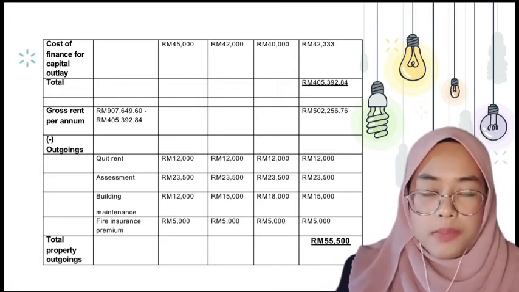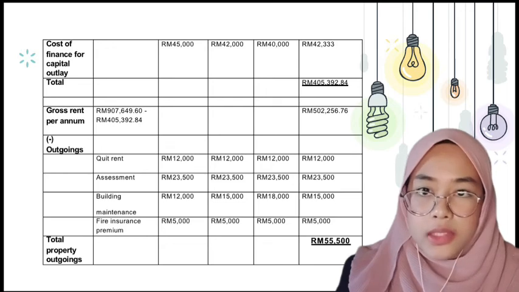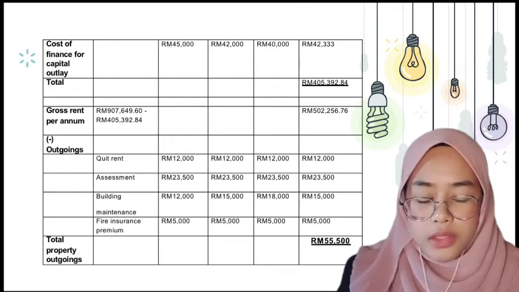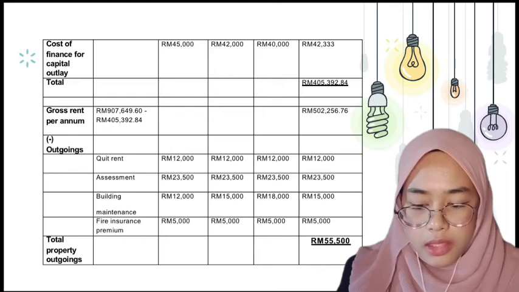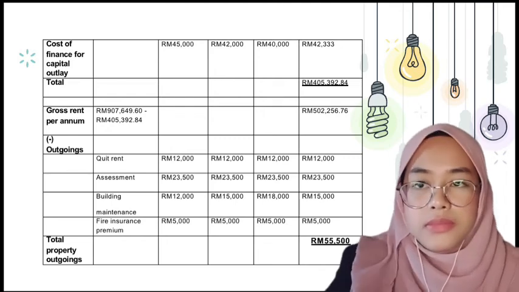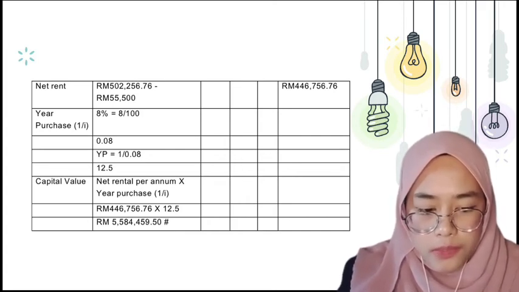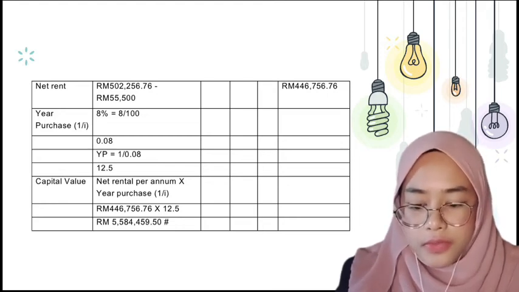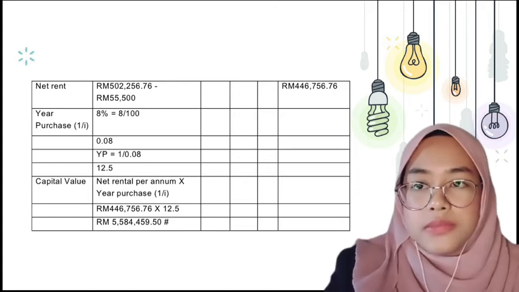And then gross rent per annum less outgoings, of which there are 4 items: quit rent, assessment, building maintenance, and also fire insurance premium. After we total up for each of the 3 years and divide by 3, we get the total for property outgoings, which is RM55,500. And then we get the net rent per annum, from gross rent per annum less outgoings, and the total is RM456,756.76.